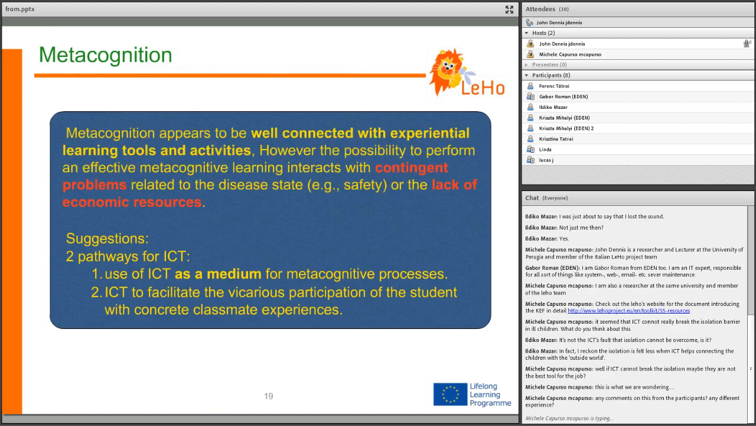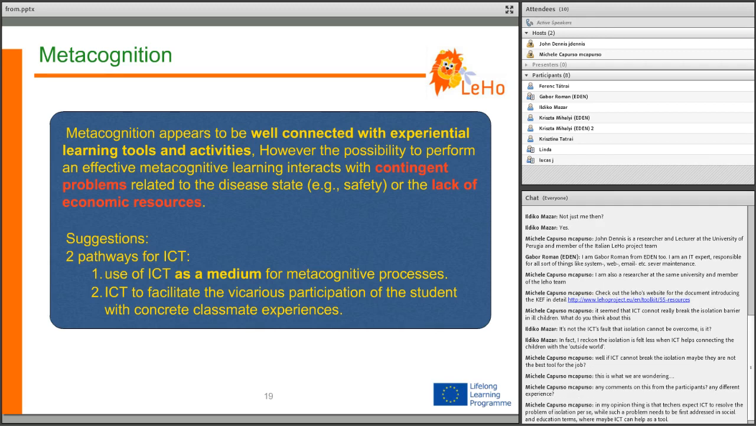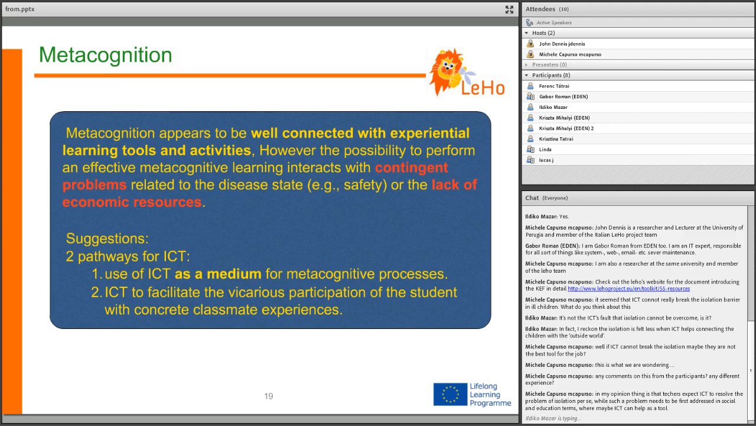So basically, metacognition is well connected with experiential learning tools. So the possibility to be effective at metacognition means interacting with other areas that are connected to the child who has a medical condition. But the problem is that these things might be caused by lack of economic resources. So there are two pathways that we suggested for ICT. The use of ICT as a medium for metacognition, to get the children to think about their thinking processes, and then the use of ICT to facilitate the participation of the student with other classmates.